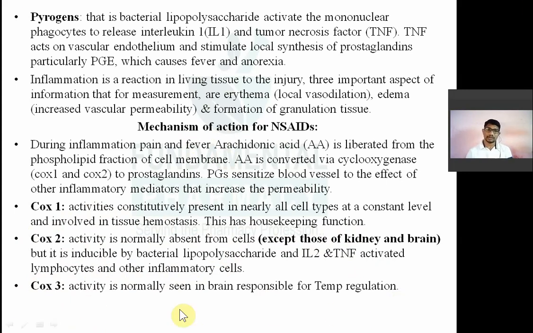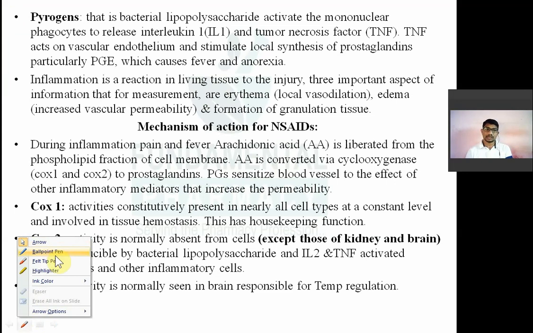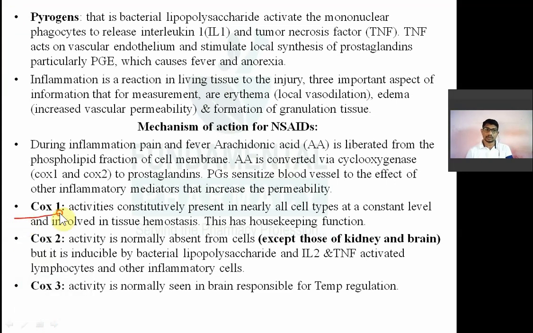So remember these points. I will highlight them again. COX-1 is the constitutive enzyme. It is present in all kinds of cells. It is involved in tissue homeostasis. If there is damage to your tissue, this enzyme is involved in the repairing. That's why it has a housekeeping function. A question has already come on this housekeeping function.